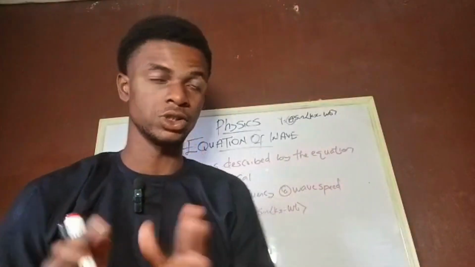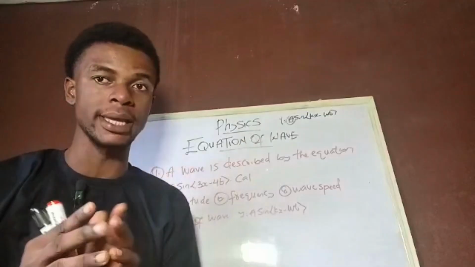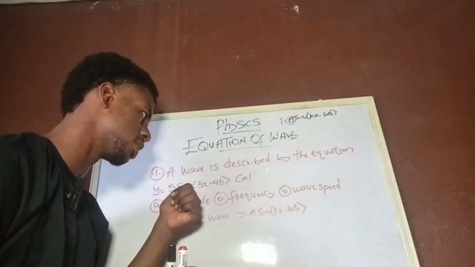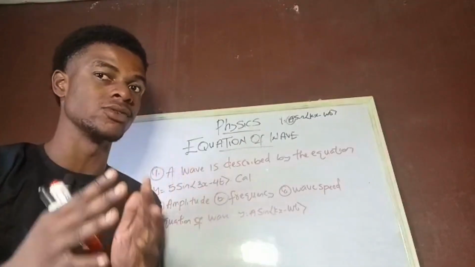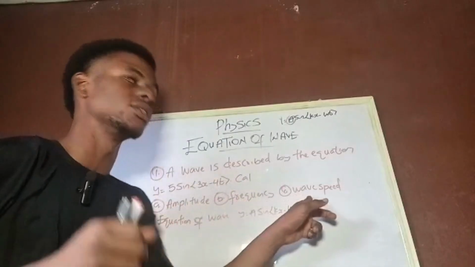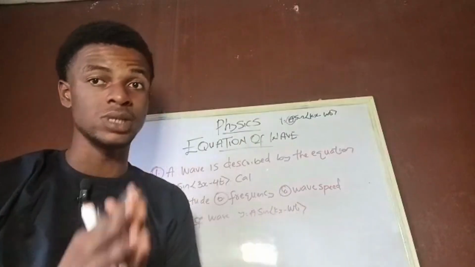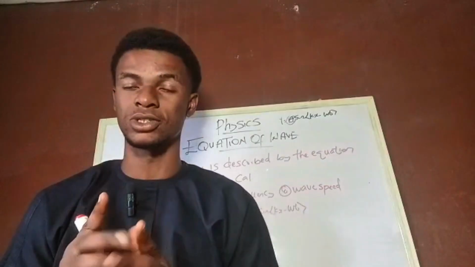So I'll be leaving you with this question. They said a wave is described by the equation y = 5 sin(3x - 40t). Calculate the amplitude, frequency, and the wave speed. So this is the equation of the wave. I want you to do this and tell me your answer in the comment section.